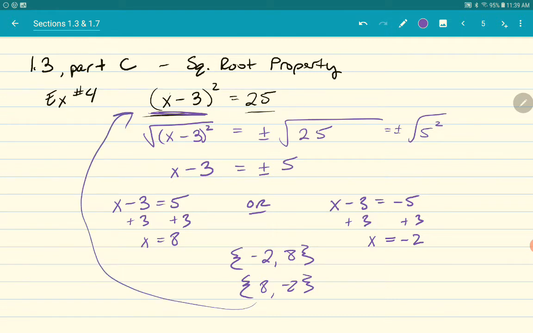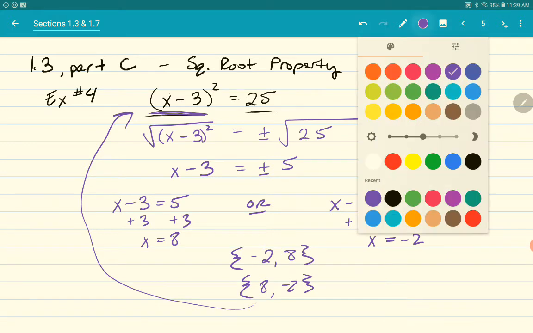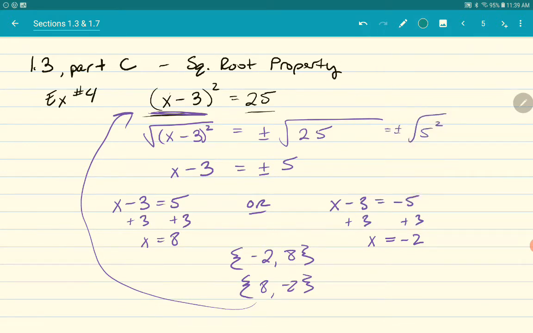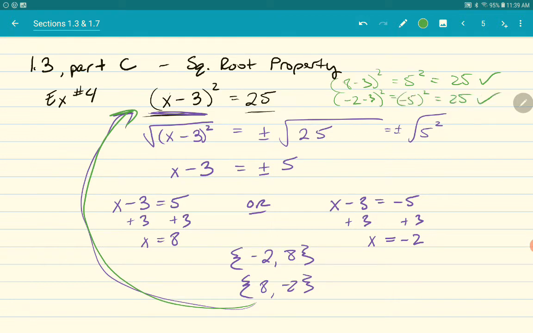So if I plug in that 8 for x, I like to check in green, so I'm going to go ahead and do that. I like the light green. So I'm going to do a little check here. If I plug in the 8 for x, I get 8 minus 3 squared, which is 5 squared, which equals 25. And that equation is now true. Or if I plug in the negative 2, I get negative 2 minus 3 squared, which is negative 5 squared, which also equals 25. Both those solutions make that equation true. So that's my solution set, checked.